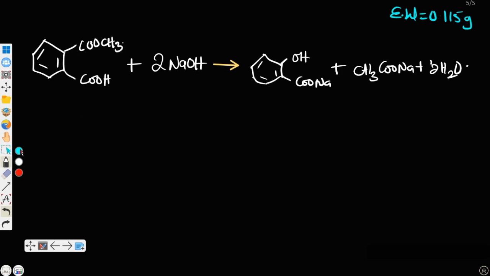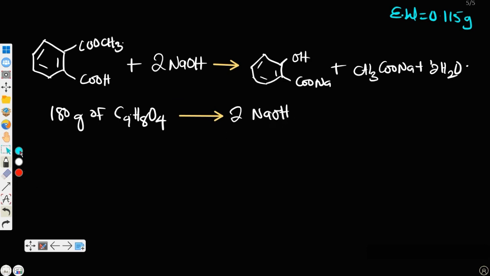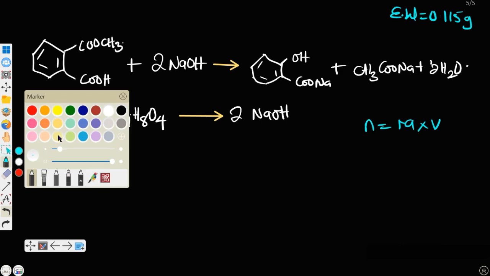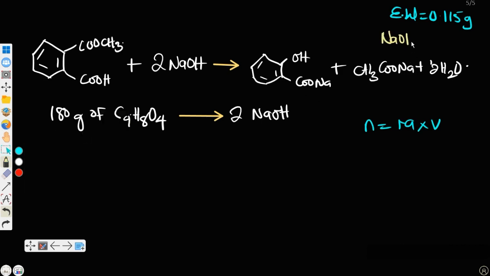At this point, what are we supposed to do? Calculate our milli equivalent, right? Everybody knows how to calculate that now. So you have 180 gram of C9H8O4. We react with how many moles of sodium hydroxide? From what we did initially, 2 moles of sodium hydroxide. According to what we know, number of moles is molarity times volume. What we reacted with initially was sodium hydroxide, 0.1 molar.